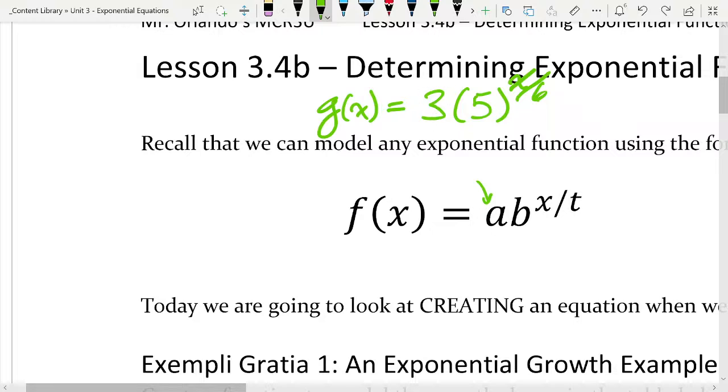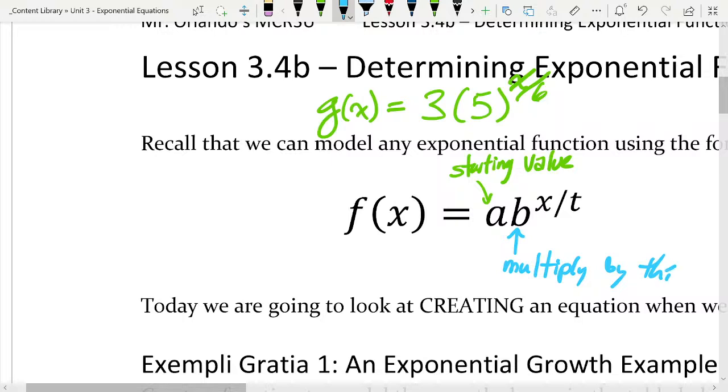In this case, the 3, Scarlett told me that that's what we're starting with and multiplying, right? So this is what we'd call the starting value, the initial value, whatever you want to call it. It doesn't really matter. We're not going to be fancy pants here. What about the b? That's right. We multiply by this.